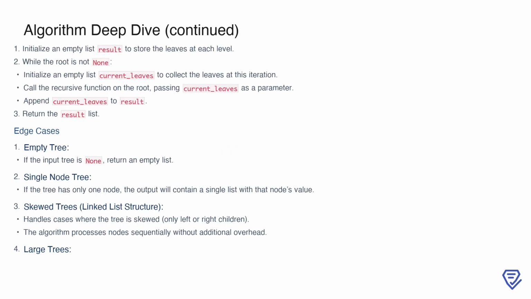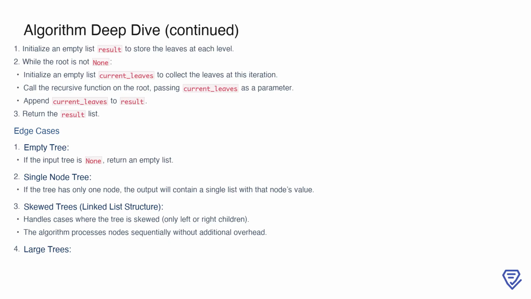The main function begins by initializing an empty list called result to store the leaves collected at each level of the process. While the root of the tree is not null, indicating that the tree is not yet empty, we initialize another list, current_leaves, to collect the leaves for this iteration. The recursive helper function is then called on the root, with current_leaves passed as a parameter to collect the leaves. Once the leaves are collected, they are appended to the result list, and the process continues until the tree is fully removed. Finally, the result list, which contains all the collected leaves grouped by iteration, is returned.